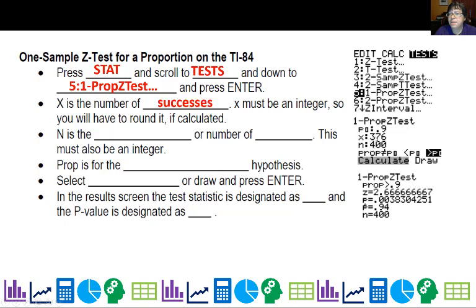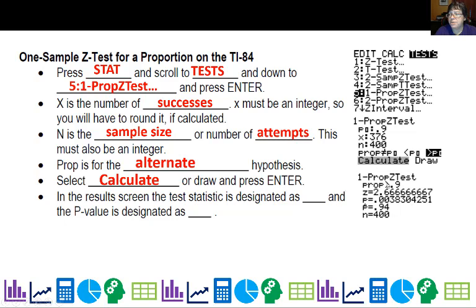So X is the number of successes. It must be an integer. So you will have to round it if calculated. By the way, that P naught, that's your hypothesized proportion. N is still the sample size or number of attempts. Prop is the alternate for your hypothesis. And then select calculate right there, and you'll get an output like this.